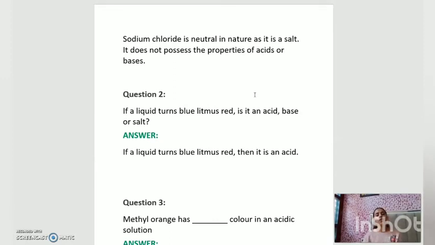So sodium chloride is a salt, students. It does not possess the properties of acids and bases. So it is a salt. Question number 2. If a liquid turns blue litmus red, is it an acid, base, or a salt? Now you have to tell, if a liquid turns the blue litmus paper red, is that a base or an acid, or is it a salt? So students, the answer is it is an acid. If a liquid turns blue litmus red, then it is an acid.